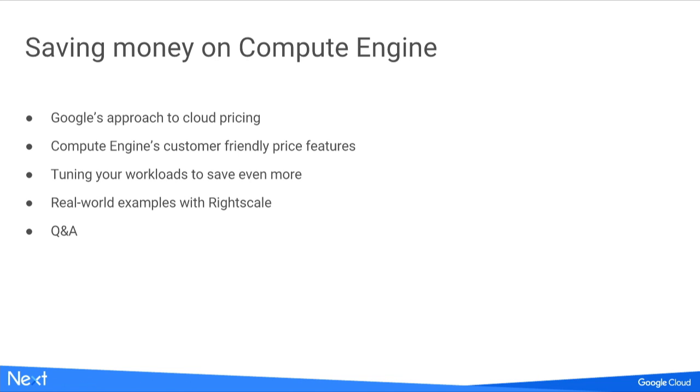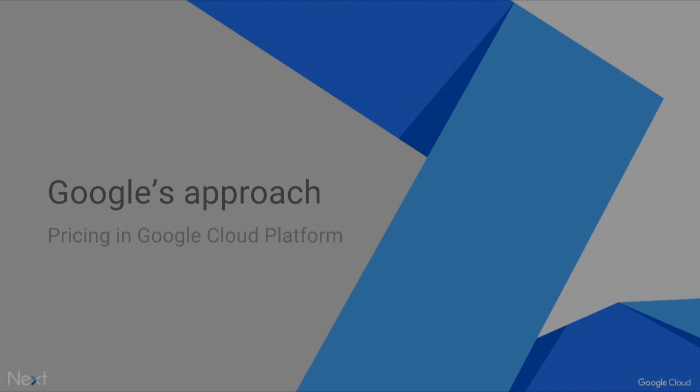Then we're going to talk a little bit about how beyond that set of features and discounts, there are some other things you can do to tune your workload to save even more money. And then finally, we'll have Michael up to show some real-world examples using customer data of what that looks like on paper. And then we'll take your questions as well, or you can all run away and have beer. I'm fine either way.